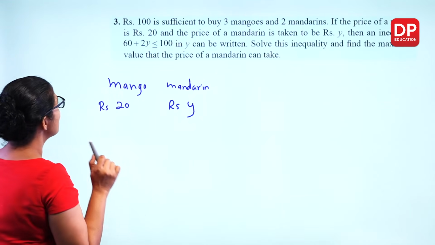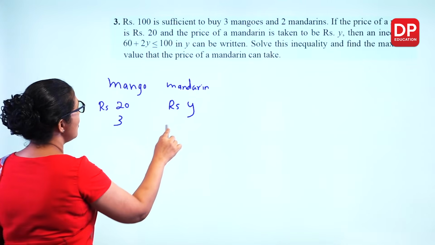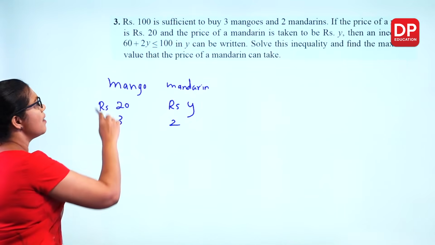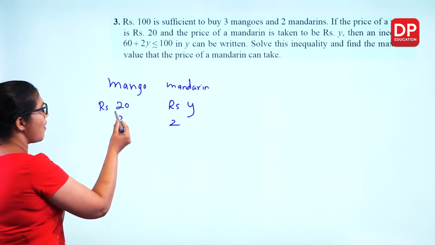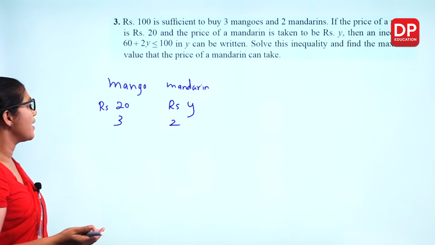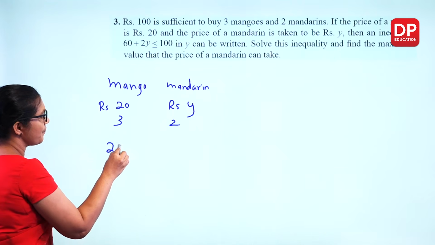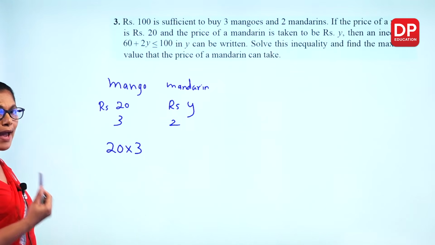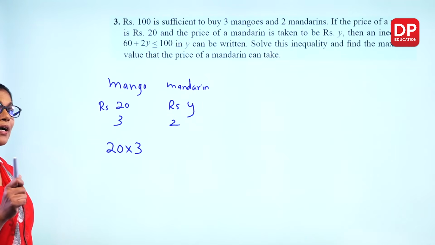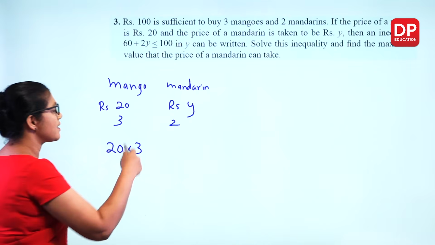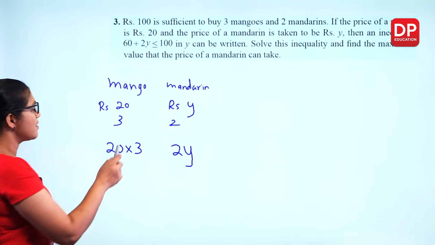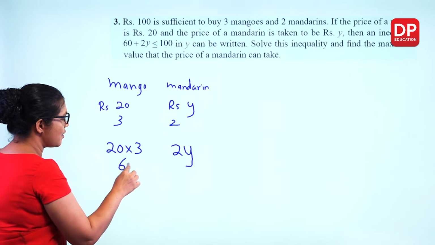But it says 3 mangoes and 2 mandarins. So here what's the price for mangoes? One is 20 rupees and you are buying 3 mangoes. So 20 times 3 is the total amount you have to pay for mangoes. What about mandarin? One mandarin is y rupees, but you are buying 2 mandarins. So here what's the full price? 2 times y, or you can write 2y. So this is the price for mangoes, that's 60 rupees.